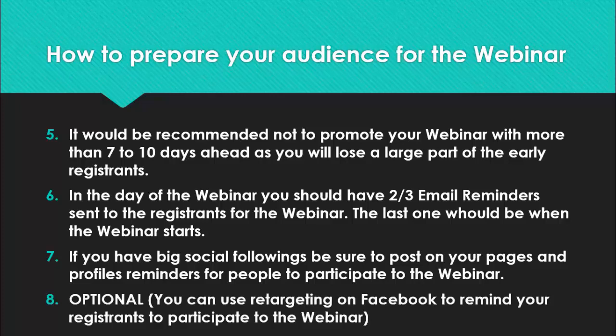Now, an optional thing that you can do, and some of the people that are conducting webinars on the web right now are doing, and a lot of them are doing this successfully, is that they use retargeting, for example on Facebook, but you can use retargeting also on Google and other ad platforms. They are using retargeting on Facebook to remind their registrants to participate to the webinar. This is something that you can do optional, because you already remind them through the email sequence that you have created. But an example of how you can do that is that, for example, 2 days before the actual webinar, you can start promoting an ad to the people that registered for the webinar, in which you remind them to participate at the webinar.